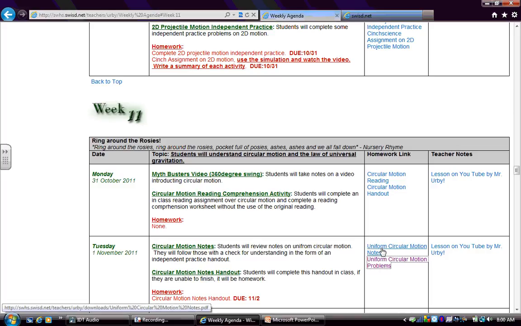Over here on the right side, there's a link to where you can access these notes if you lose your copy or are absent. After we go through these notes, we're going to go through them in PowerPoint. You'll be given a handout, and the uniform circular motion problems go with this handout. You'll be doing as much of that in class as possible. Whatever you're not able to finish, you'll be taking home for homework.